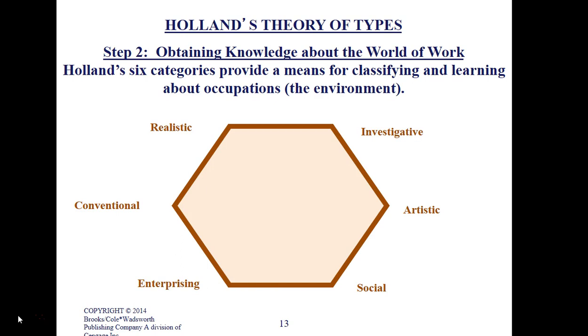So we had just finished looking at the 6 different preferences: realistic, investigative, artistic, social, enterprising, and conventional, that are part of Holland's theory of types. And that was looked at within the context of step 1, so helping to understand the individual's personality. And then we can go on to step 2, again following Parsons' model, obtaining knowledge about the world of work. So Holland's 6 categories also provide a means for classifying and learning about occupations, and in particular the environment that you would encounter in these different occupations.